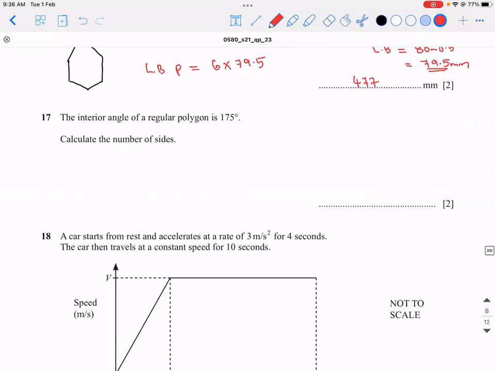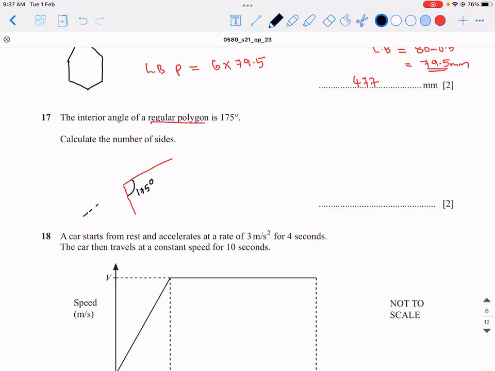Move to next question. The interior angle of a regular polygon is 175 degrees. Calculate the number of sides. So we have a rule for any regular polygon. If that interior angle is given, we can find the sum, but it depends upon which polygon. See, this is one of the sides of a regular polygon, right? So that means this interior angle is 175 degrees.